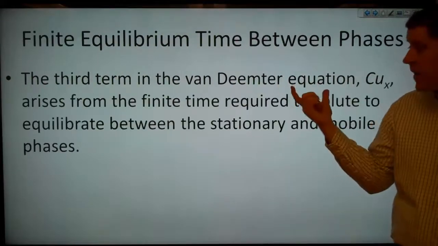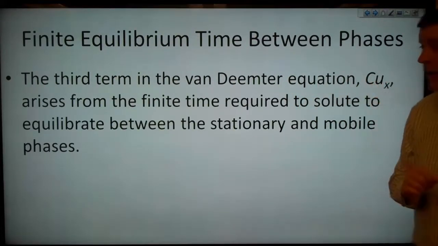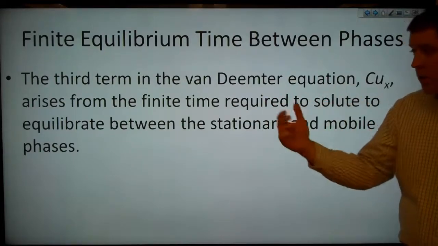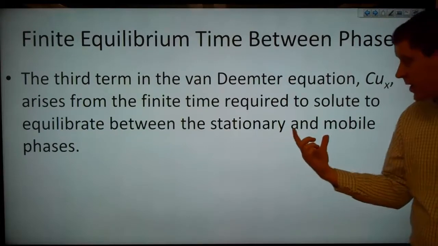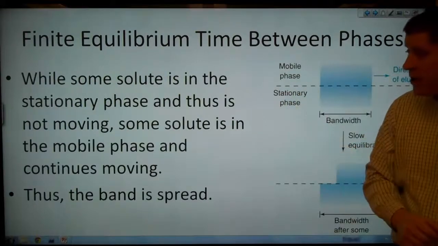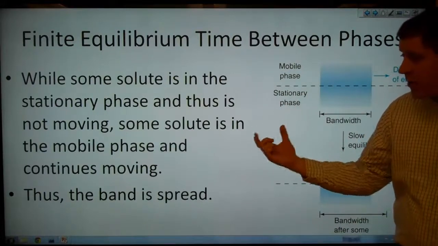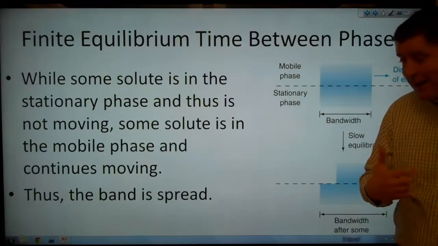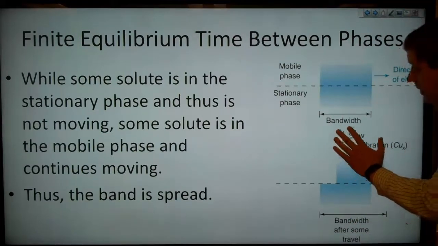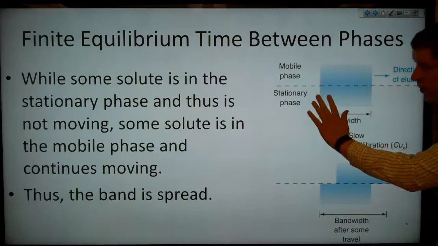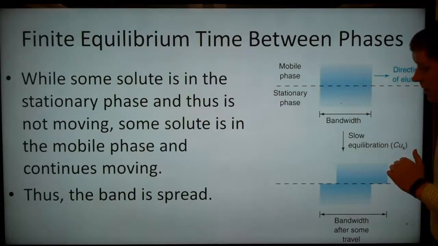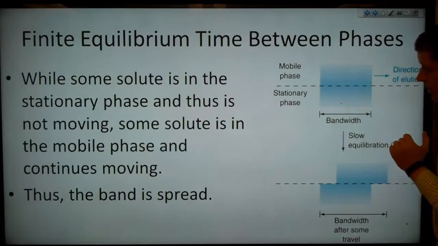Now the third term in the Van Deemter equation, that C U_x term, arises from the finite time required by the solute to equilibrate between the stationary and mobile phases. So while some solute is in the stationary phase and thus is not moving, some solute is in the mobile phase and does continue moving. And this means that the band is spread. So at some time, if we have equilibrium, we've got some solute in the mobile phase and some in our stationary phase. And you can see that we've got some bandwidth here.